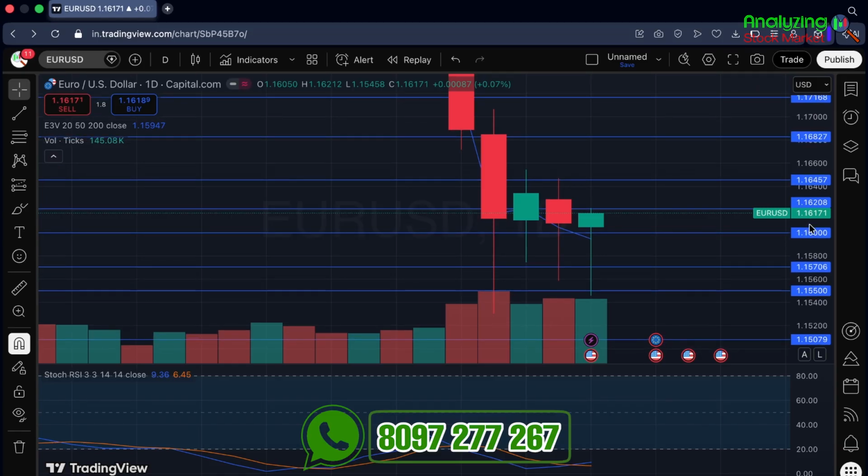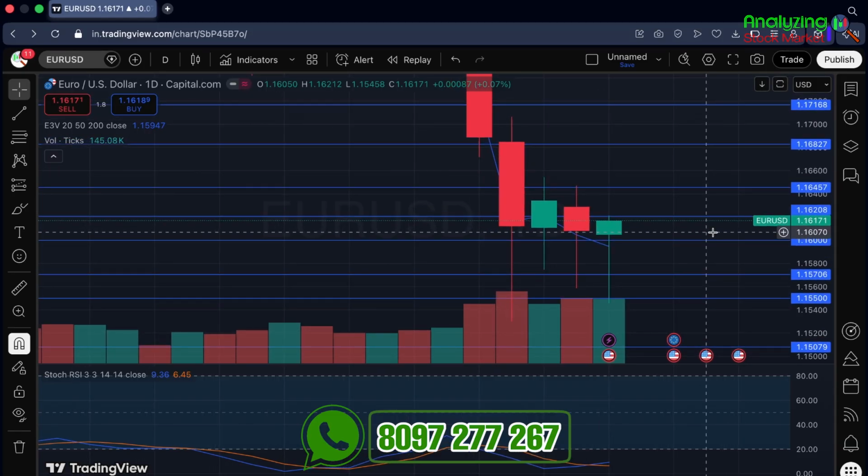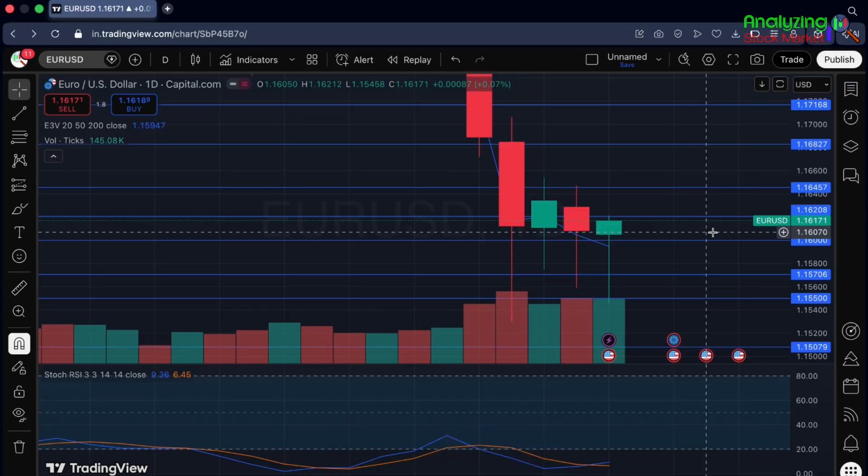So now, the important support and resistance zones are already marked here. So currently we don't need to mark any new levels. Let's straight away talk about the closing first. So here 1.1617 was the closing.